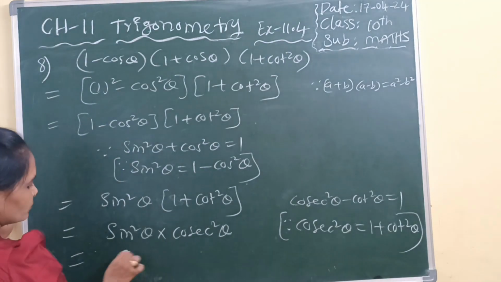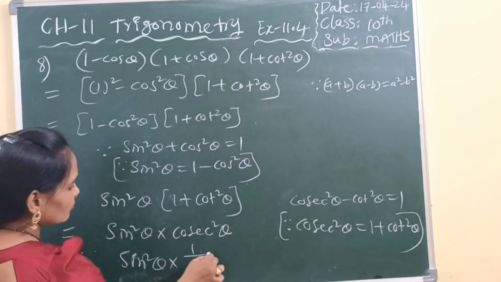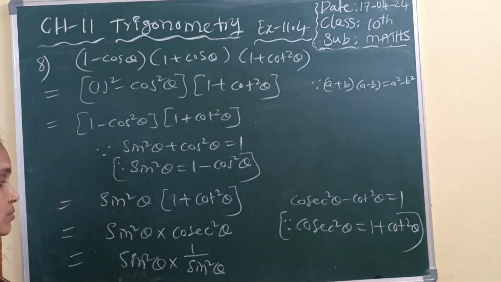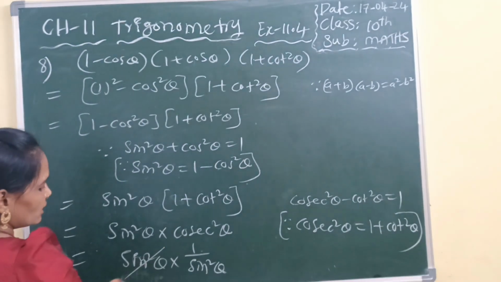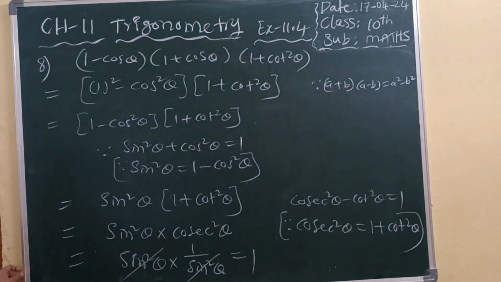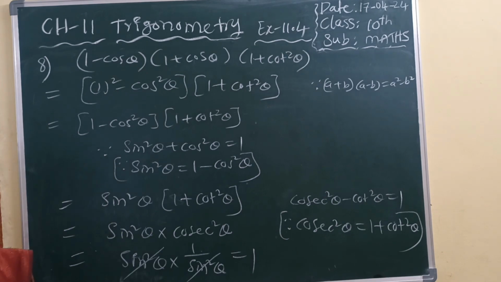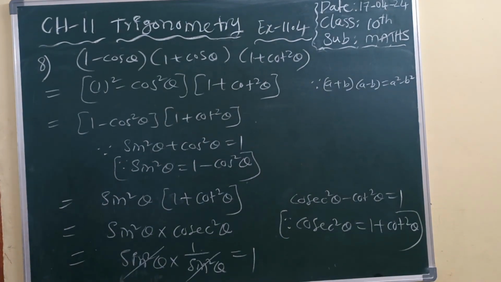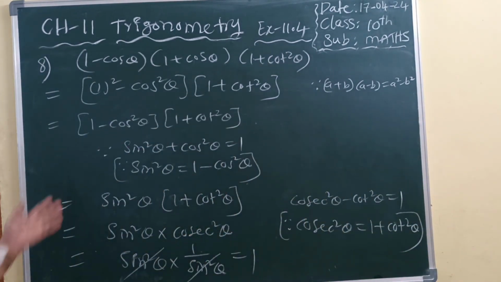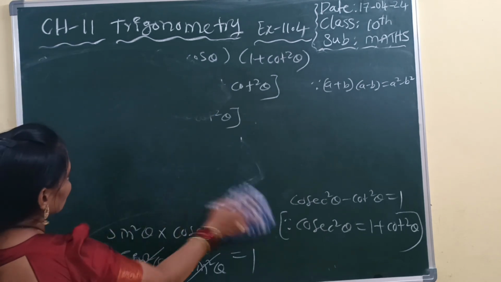So sin square theta into cosec square theta. We can write cosec square theta as 1 by sin square theta. Why? Because cosec is the reciprocal of sin, and the power also. So the numerator sin square theta and the denominator sin square theta get cancelled, giving 1. After simplification of this question, we got the answer. Once you take the screenshot, I will go for the next question. Very simple question. Okay, next I am going to the 9th question.